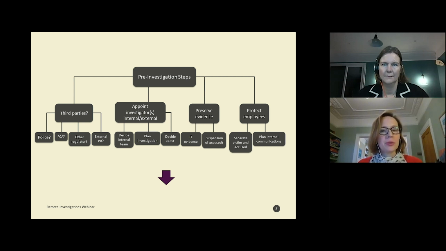So once you've done all of those pre-investigation steps and you've got everything in place, that's when you can move on to conduct the investigation. And Sean, that's probably the area where remote working has the most practical impact, isn't it?